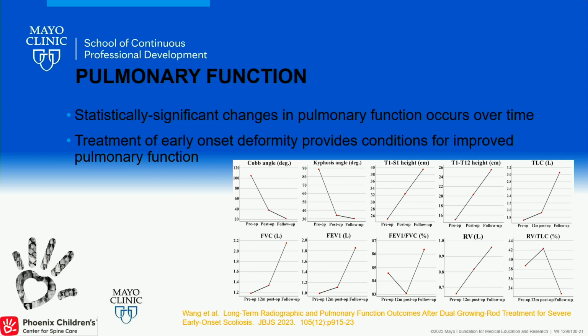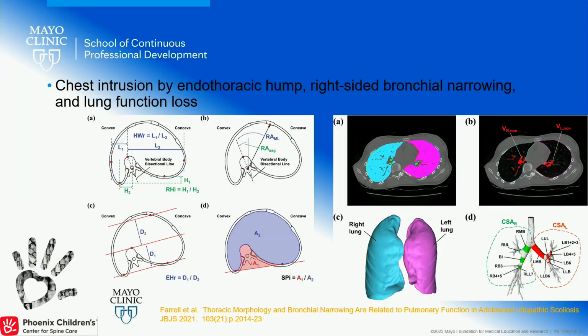But really, for our early onset deformity, our focus is on guided growth, and if we can allow for an improvement of their pulmonary function, if we can get to a certain T1 to T12 height, that's ideal and maximal. That's really our focus. And are there some technologies that will allow us to do that?